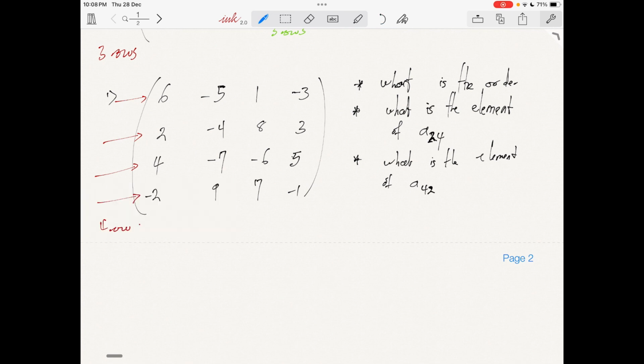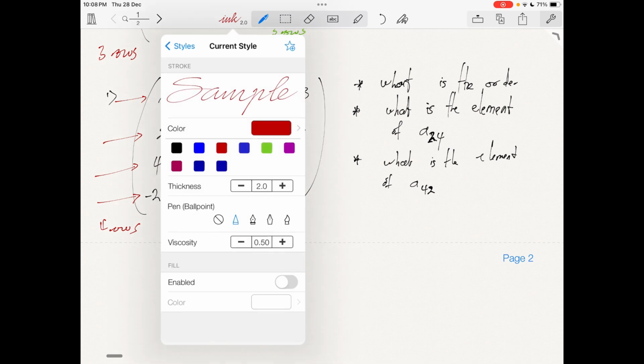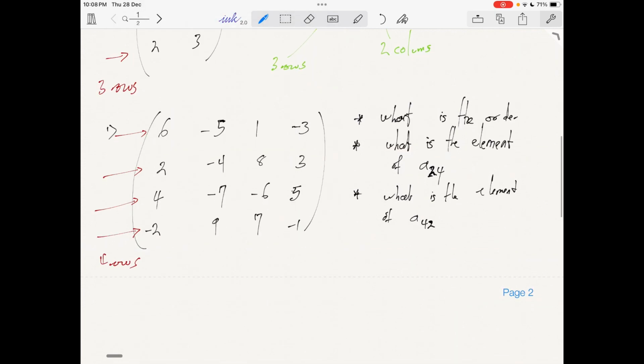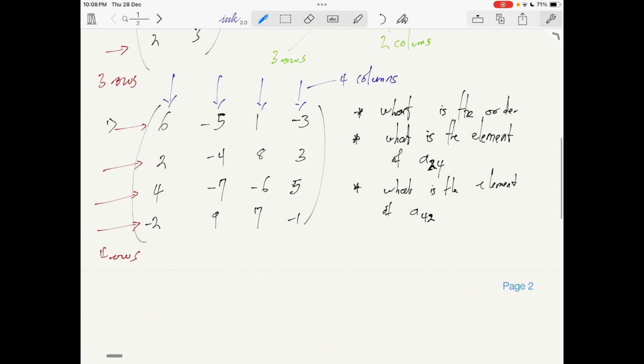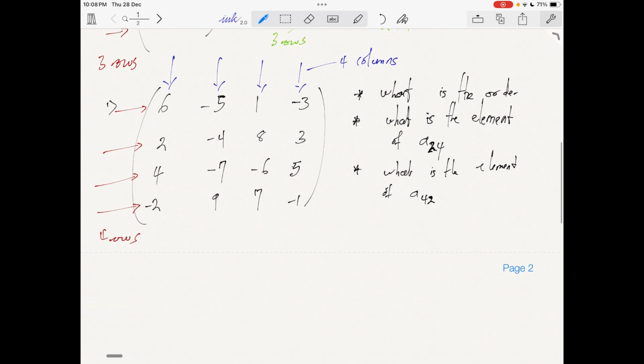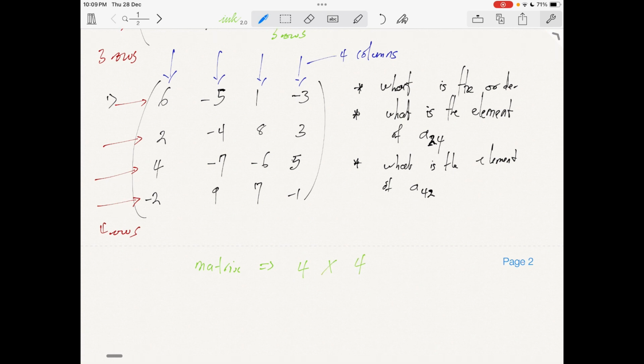Okay, and how many columns does it have? So we can count 1, 2, 3, and 4. So this one has 4 columns. So definitely the order of the matrix is 4 rows multiplied by 4 columns. So it's another 4 by 4 matrix. Okay, it's a 4 by 4 matrix.